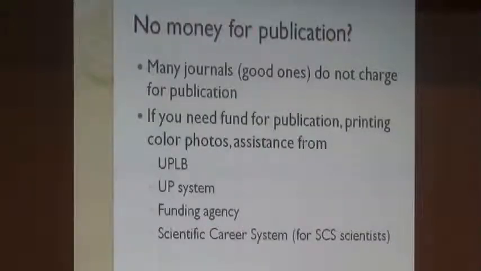No money for publication? Many journals, good ones, do not charge for publication. JAFC doesn't charge for publication anymore. Food Research International, which is part of Elsevier, which even has a higher impact factor, does not charge for pages anymore. But we paid $500 for printing the figures in color. So, if you need money for publication or printing color photos, you can get it from UPLB, it's $500 every 2 years, only once. From UP system also, from your funding agency, from the scientific system, there is also allowance for that.